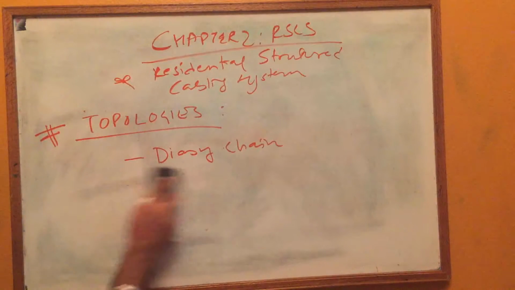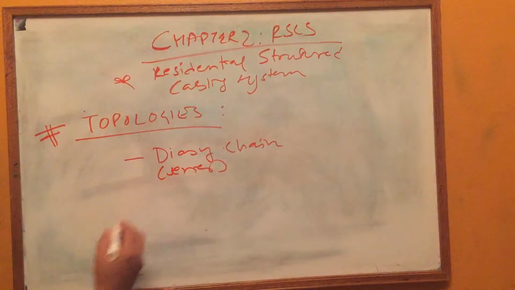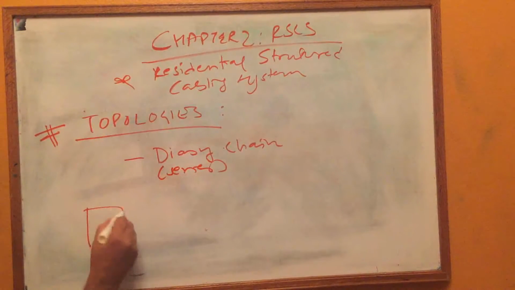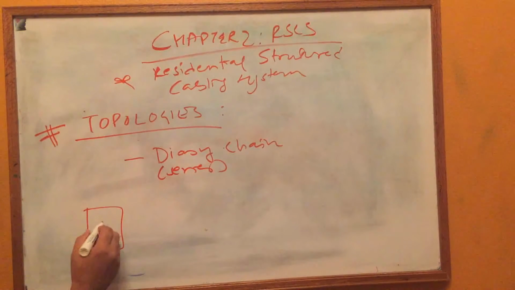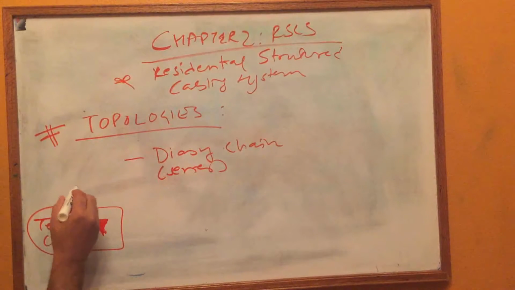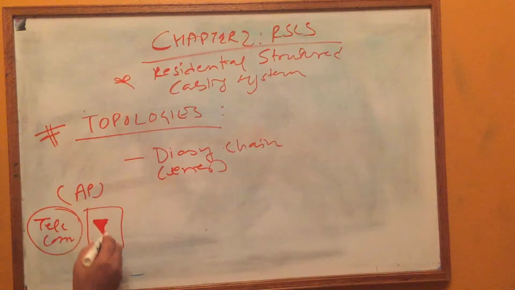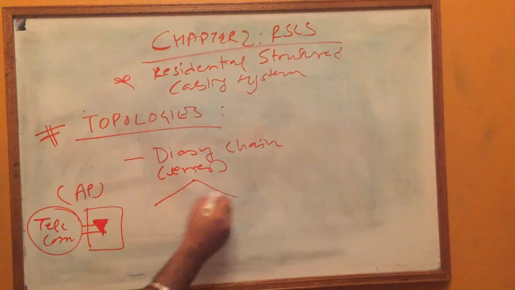Daisy chaining is nothing but a series connection, right? So imagine that I have a main point where some telecom signal comes in. Wherever you see this in the drawing, it means telecom. So the service provider, let's call it the access provider, provides a telephone cable. They will come in a pair, any pair of cable. Now you have a home here, right?